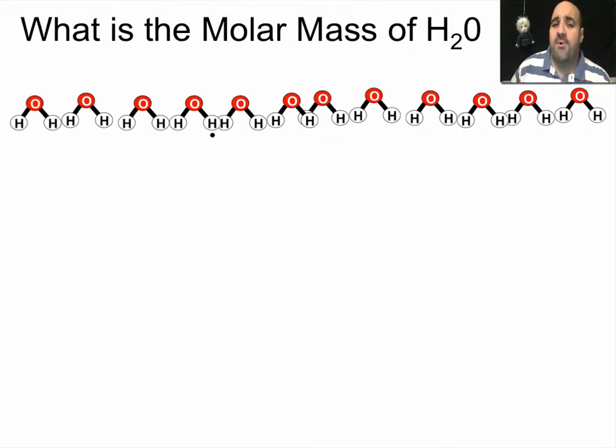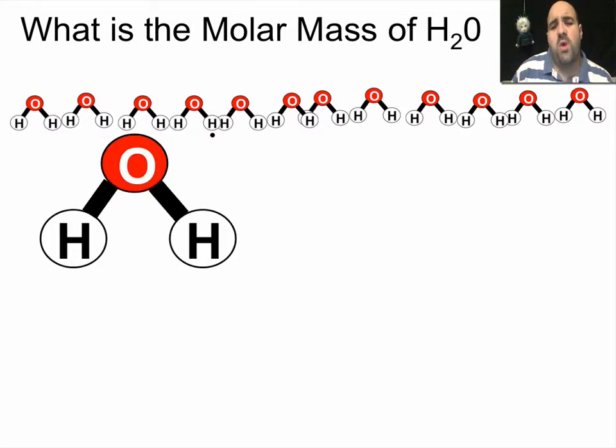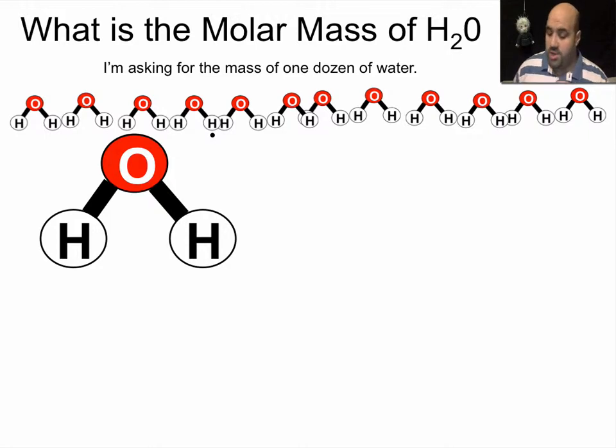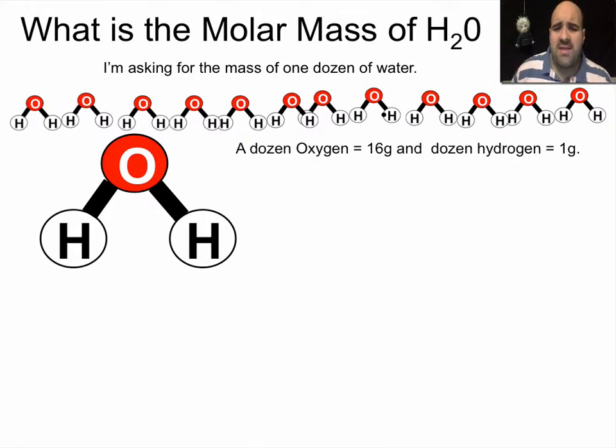And before we talk about moles, I'm going to stick with the word dozen again to make sure we understand what's going on. So this is one water molecule right there, H2O, two hydrogens bonded to an oxygen. For now, what is the mass of 1 dozen water molecules? I'm going to define some things that are not at all true. Let's say that a dozen oxygen atoms, 12 oxygen atoms, would weigh 16 grams. Not at all true, but for simplicity, we're going to use that. And let's say a dozen hydrogen weighed 1 gram.